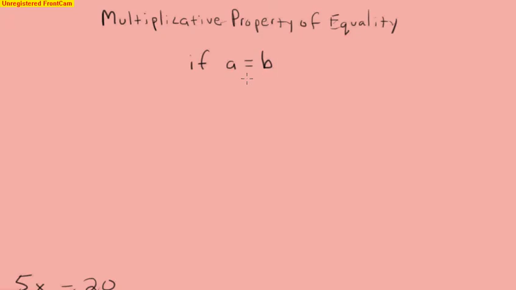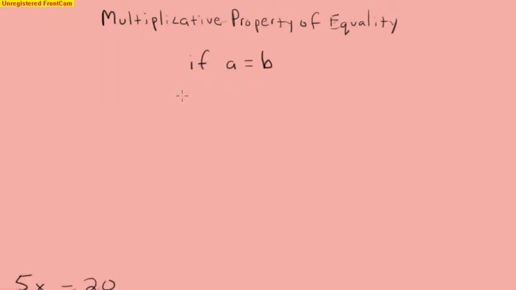An equation is our balanced scale. Here we have A equals B, and so we're learning about the multiplicative property of equality. Yesterday we learned about the addition property of equality. Very, very similar. Yesterday with the addition property of equality we said if A equals B we can add C to both sides and we still have an equation.